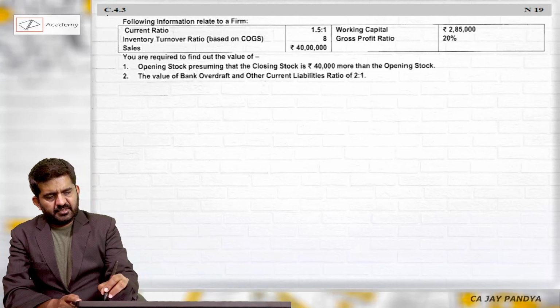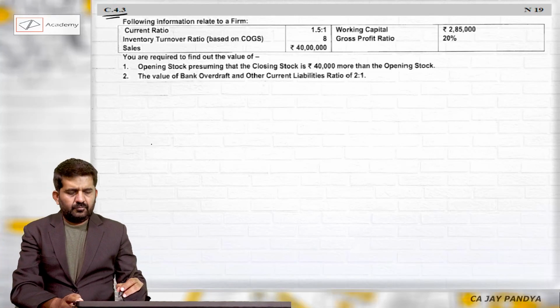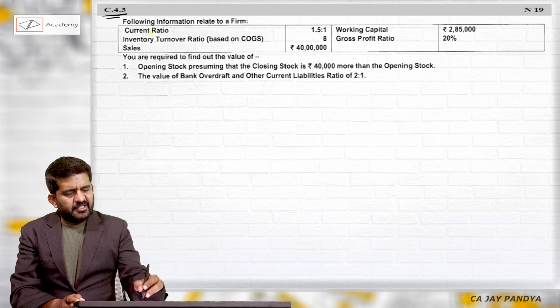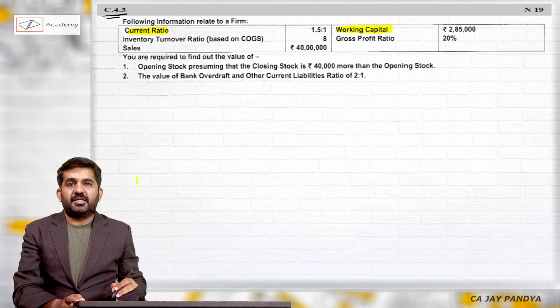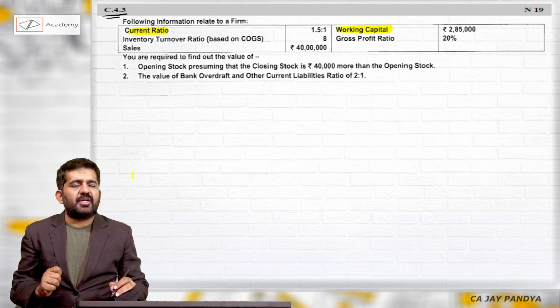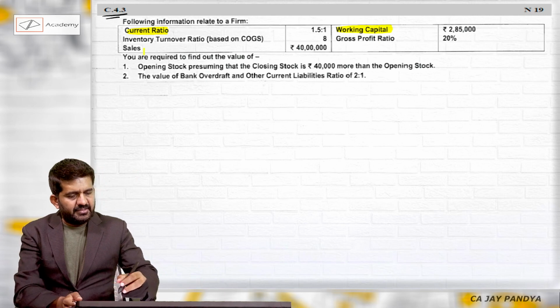Question is C 4.3. Following information relates to a firm. Current ratio is given. Working capital is given. If current ratio is given and working capital is given, we know we can find out current assets and current liabilities.